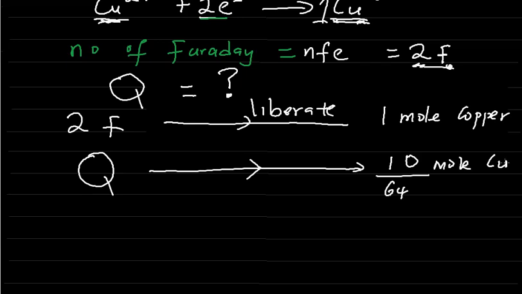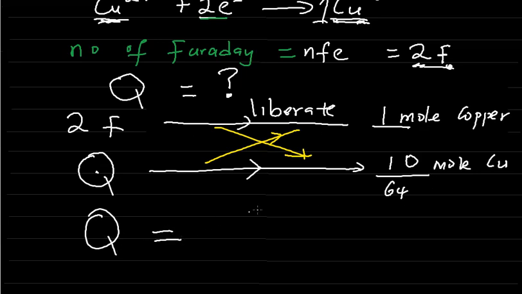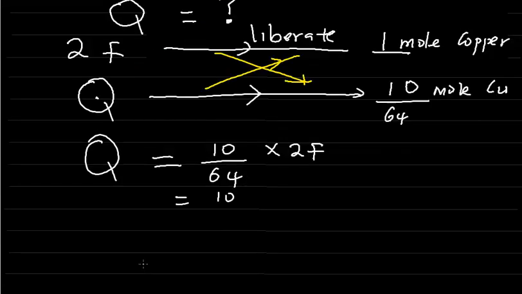So now this is the proportion. Remember how we do proportion? To solve using this proportion, all we need to do is cross multiply. I'm telling you the shorter way of doing it in examination so that you get your answer very fast. So I just cross multiply. Q multiplied by 1 gives me Q, which is equal to 10 over 64, multiplied by 2F.